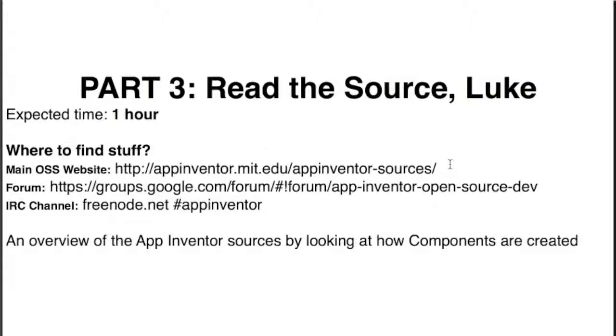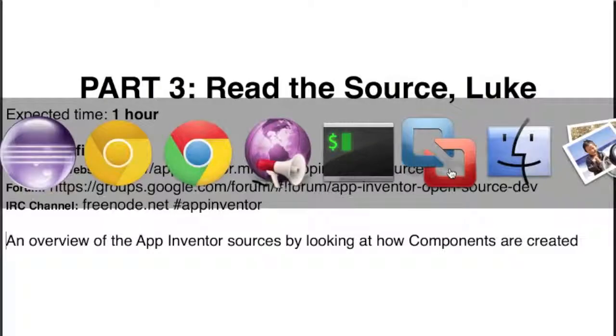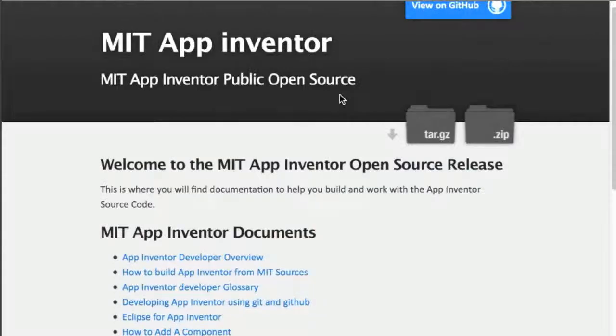And as usual, the main site to find all the documents that I'm going to be showing is App Inventor sources, as you can see in there. And what we are going to do here is just an overview of the sources by looking at how components are created. So let's see.